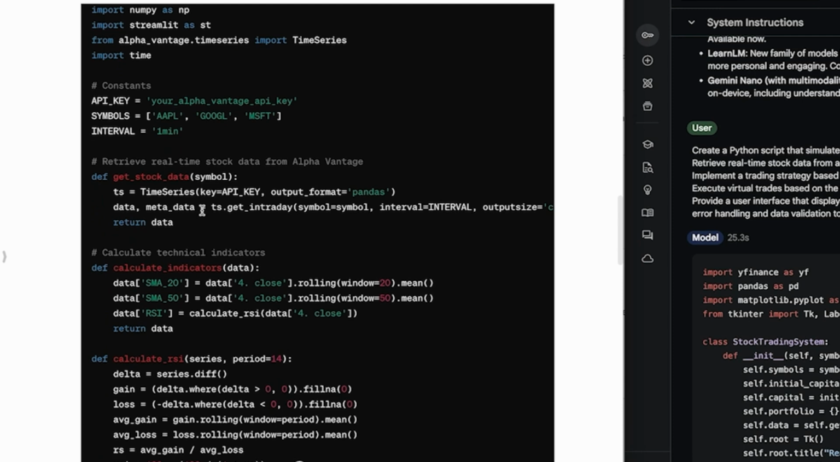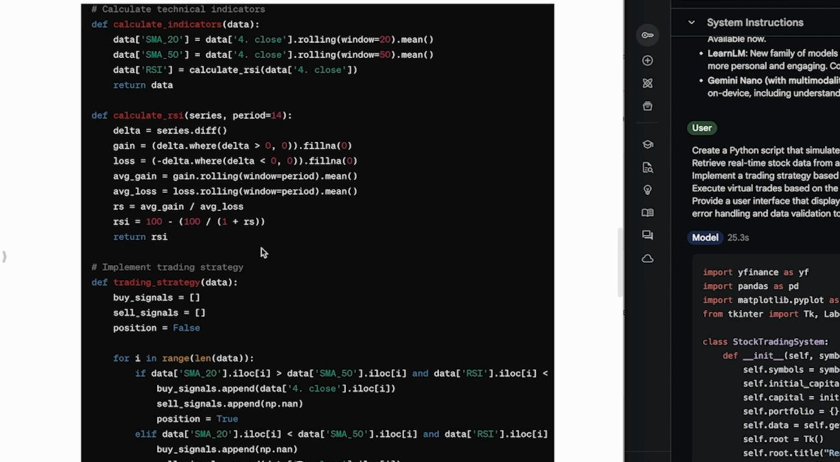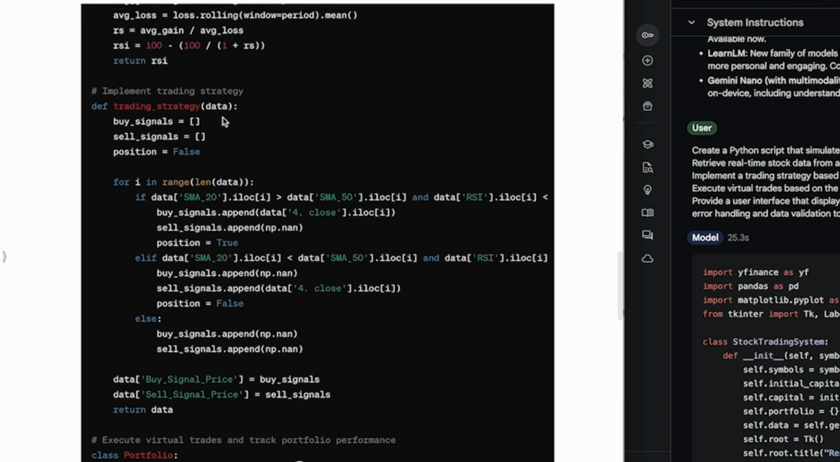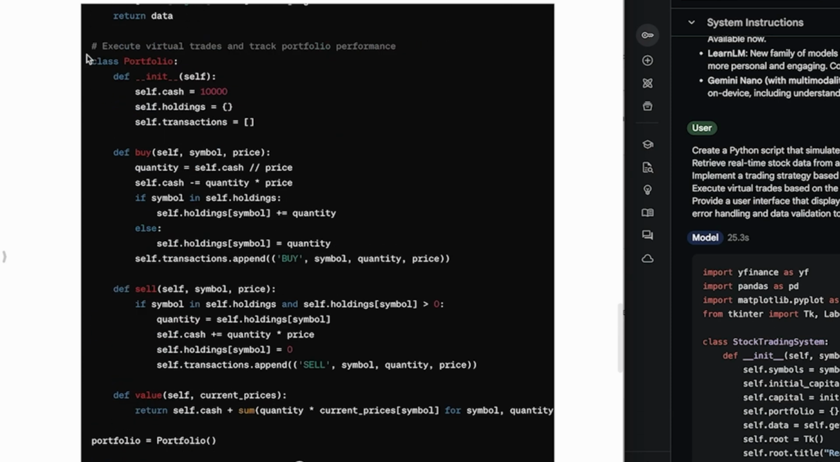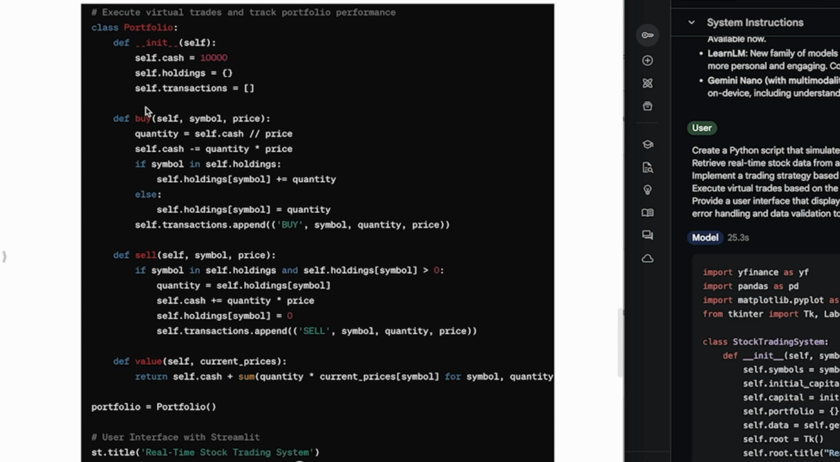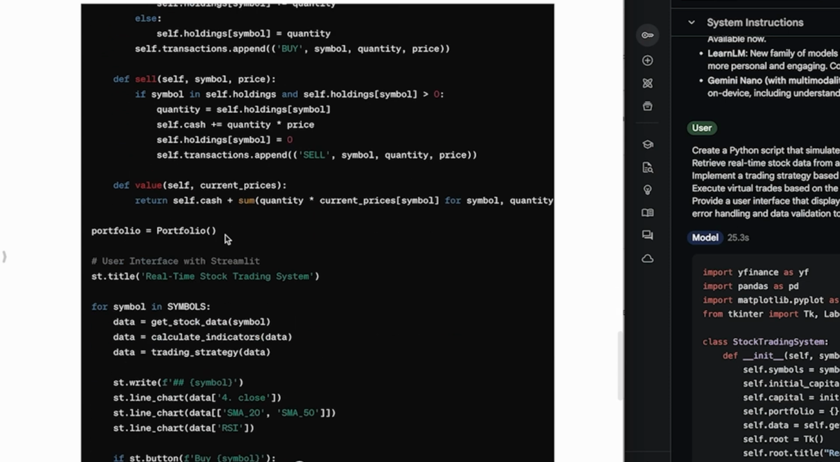As you can see, the code is created with respect to functions: get stock data, which gets the intraday data, and calculate indicators, which calculates the RSIs. That's a good thing. Then it builds the trading strategies. As you can see, SMA 20 and SMA 50, building the logic around it. Next, it has created a class, a portfolio class. That's interesting. It's using an object-oriented programming style and created a bunch of functions within that portfolio object.